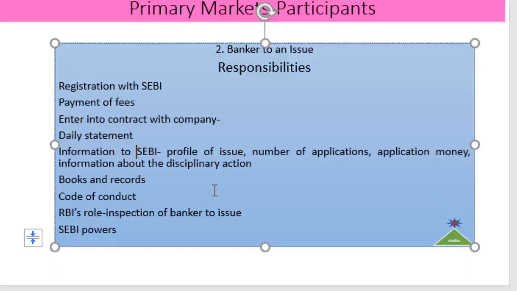Then code of conduct. They must follow a fair and transparent code of conduct as given by the SEBI. Then they need to follow the RBI's rules.